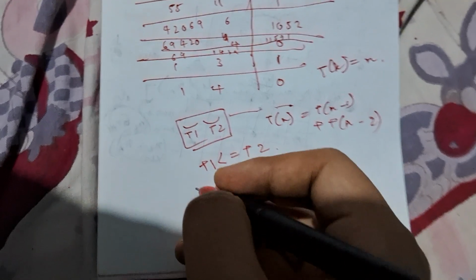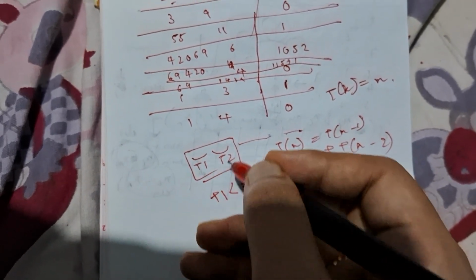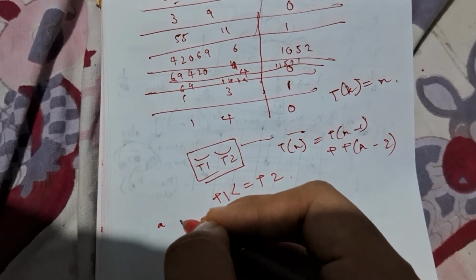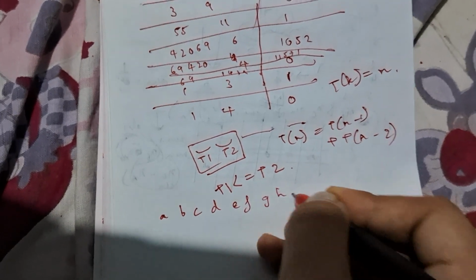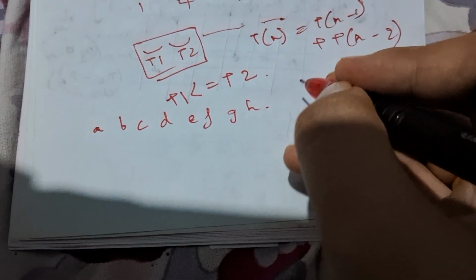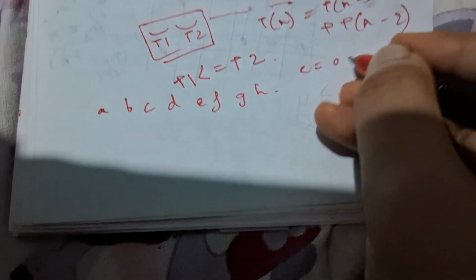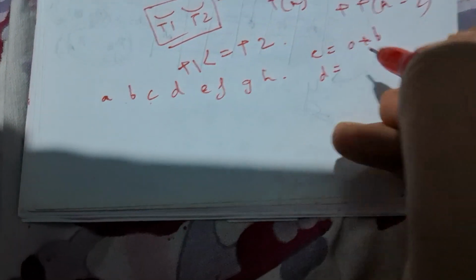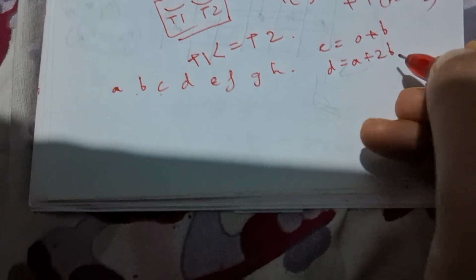So now let's talk about the formula. Let's say the series is like a b c d e f g h. Now the calculation part, notice it very carefully. C is equal to what? A plus b. D is equal to what? C plus b, that is a plus b plus b, that is a plus 2b.